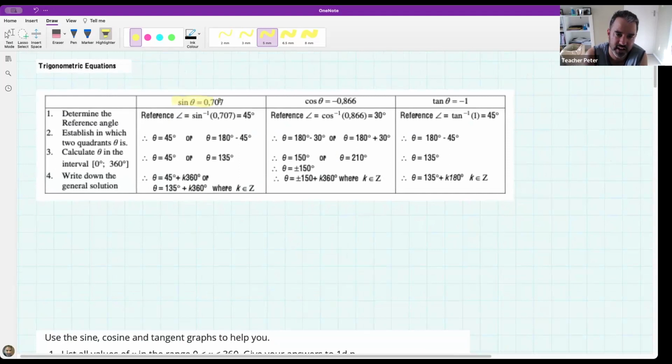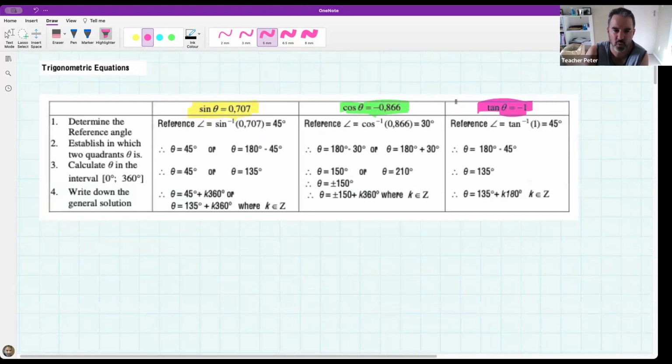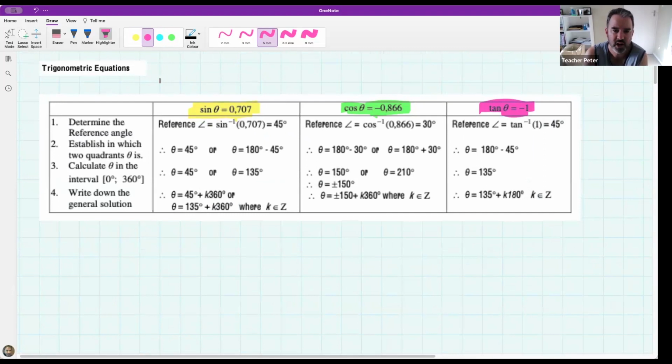We took trig equations like this one, this is a sine trig equation, this is a cos trig equation, and this is a tan trig equation. And all the times, wherever we did, we always started with a reference angle. And when we found the reference angle, we didn't use the negative. So in this case, the cos one is minus 0.86. We ignored that, and we just found a reference angle. In this case, it was 30. And in the case of tan, when I ignored the -1, my reference angle was 45.